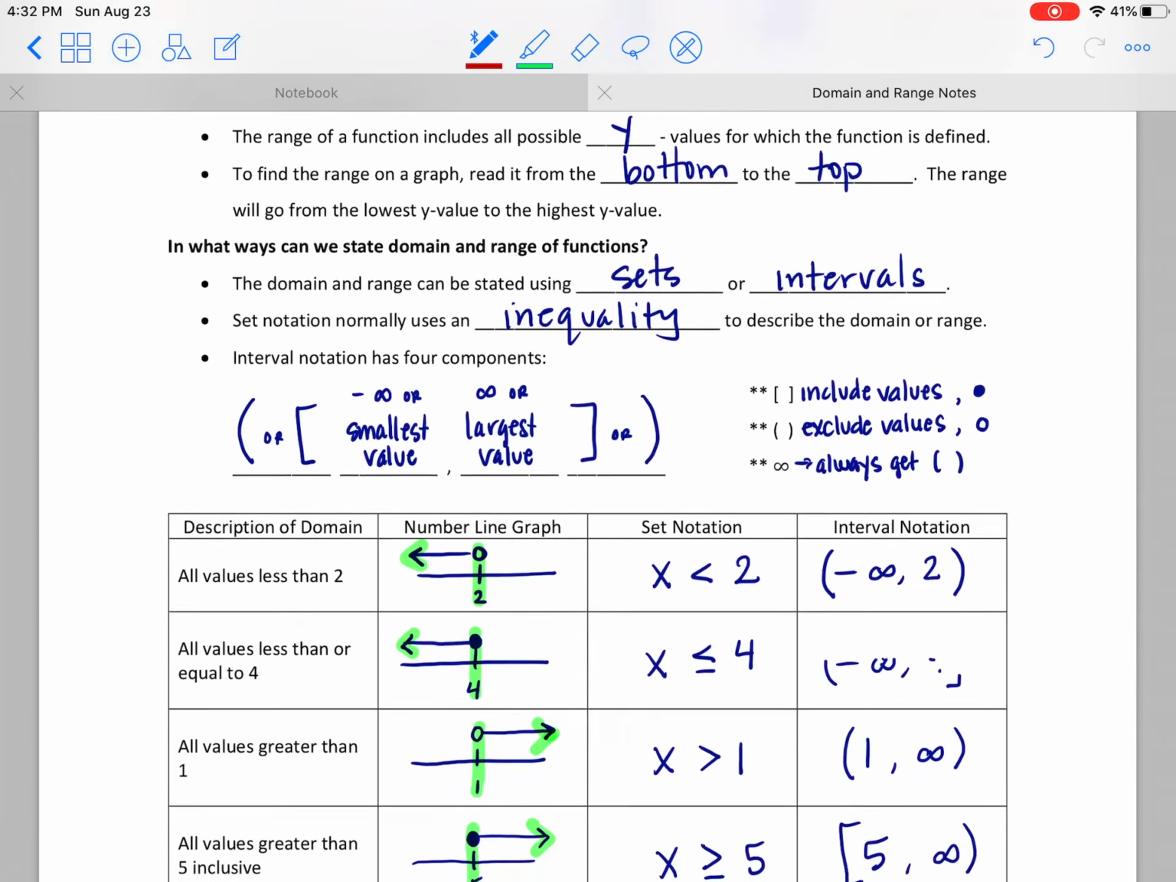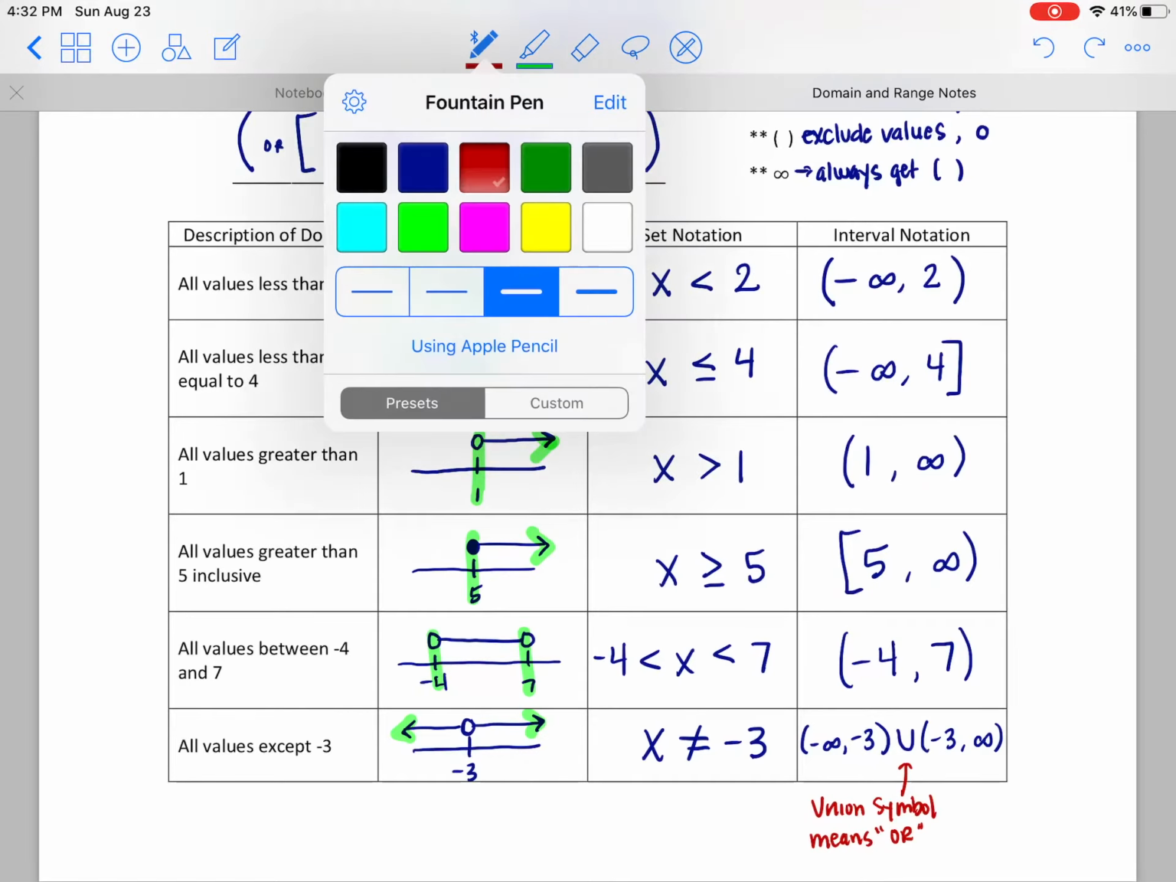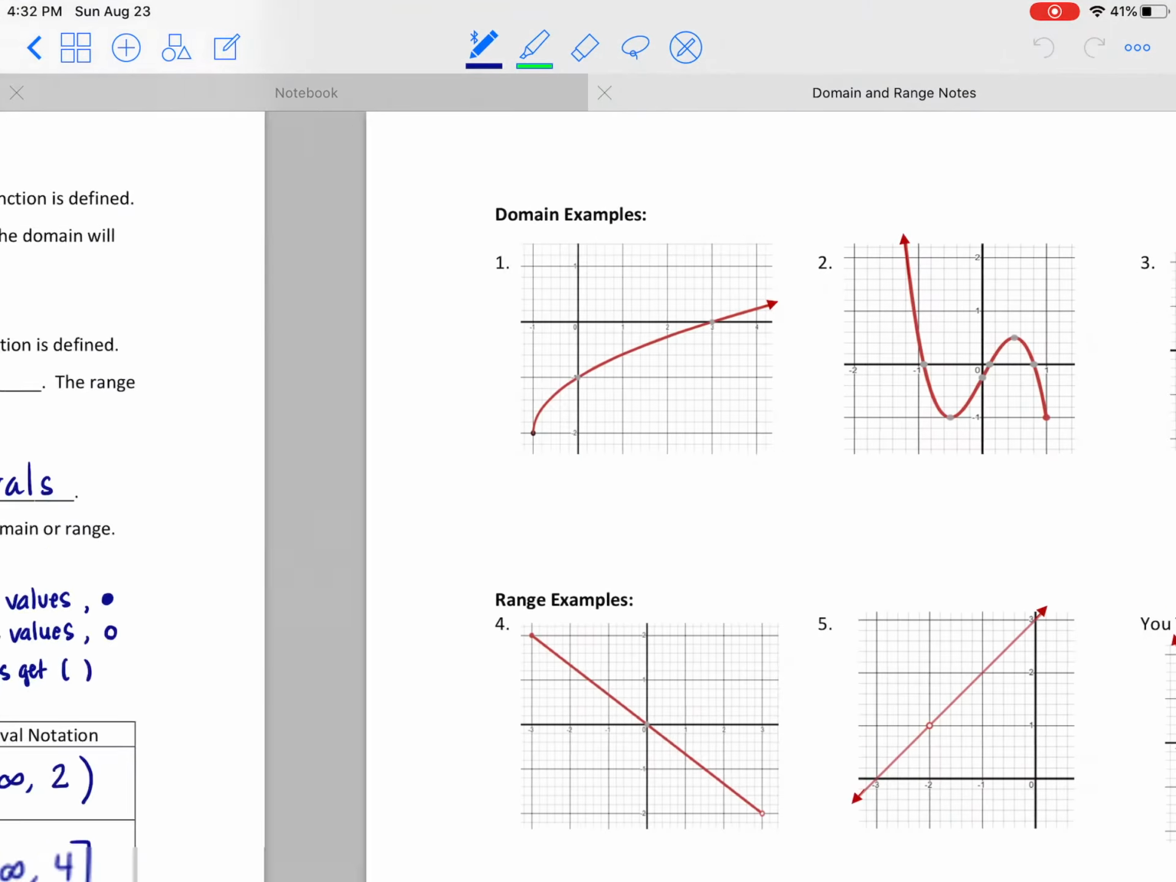Did I mess anything up here? Sure did. I had my eraser on, that's why my page wouldn't move. Guys. Okay, here we go.